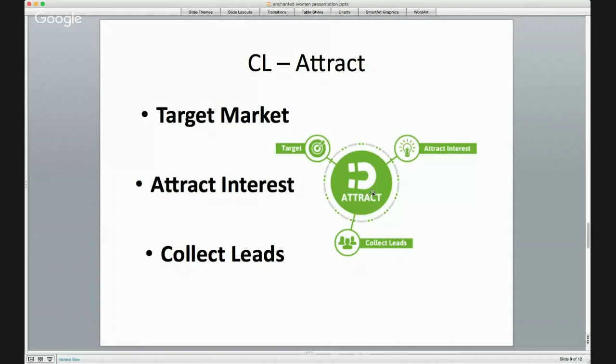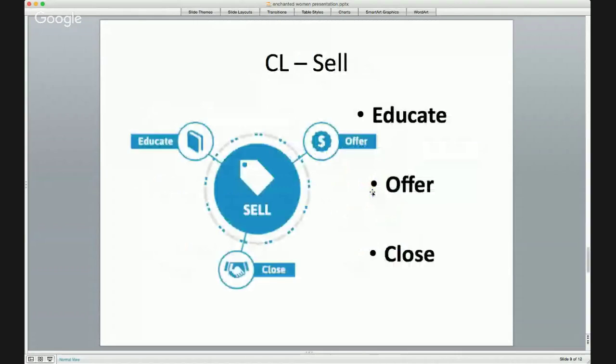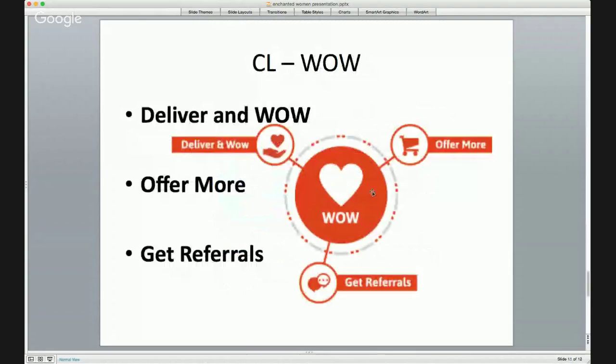That makes a world of difference, because once he's got the leads, he's educating them. They get put into a nurture sequence that he has, which is educational emails that are going out on a regular basis. And built into those are offers, either for the CEUs or for some of the other products he has. And they can buy the CEUs right online, which closes things very quickly.